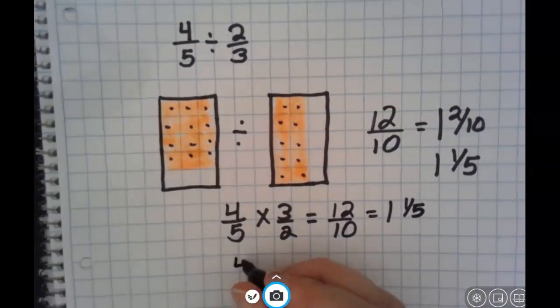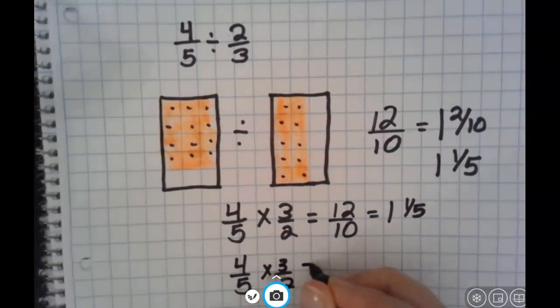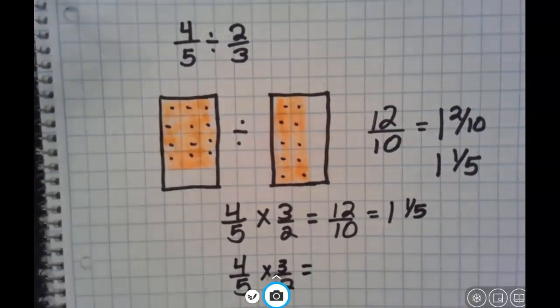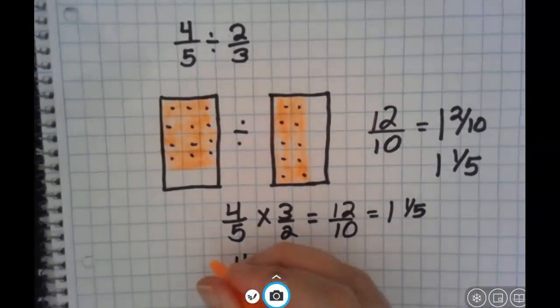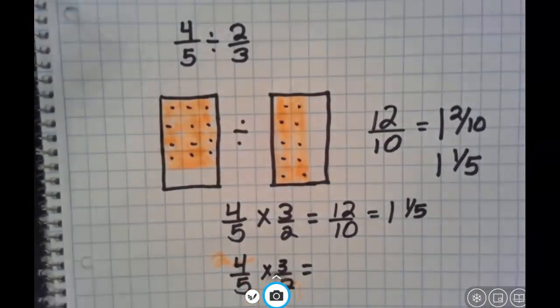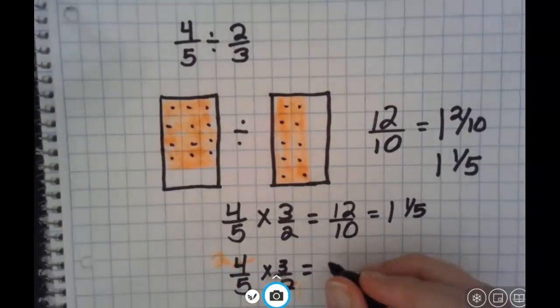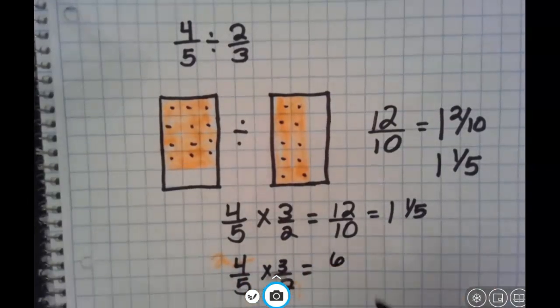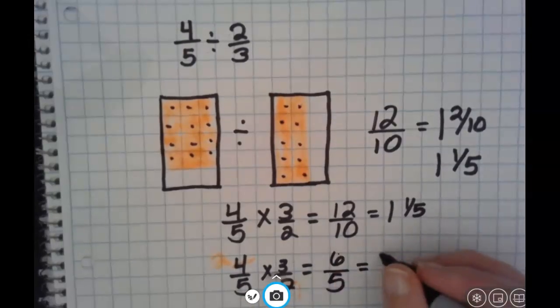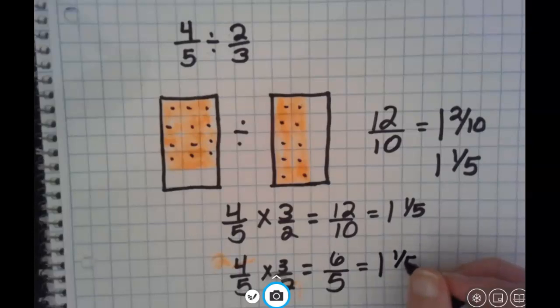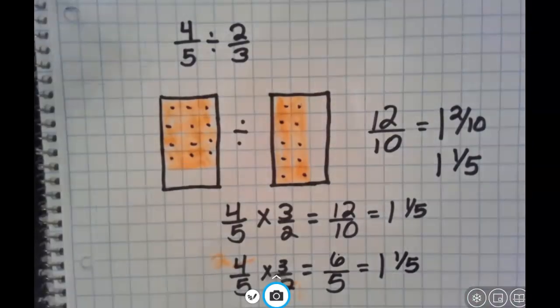If you wanted to do simplifying before, when you look at these, you can see that 2 goes into 2 one time, and 2 goes into 4 2 times. So 2 times 3 is 6, and 1 times 5 is 5. 5 goes into 6 once with 1/5 left over. So that's the way you can use 2 boxes to model dividing a fraction by a fraction.